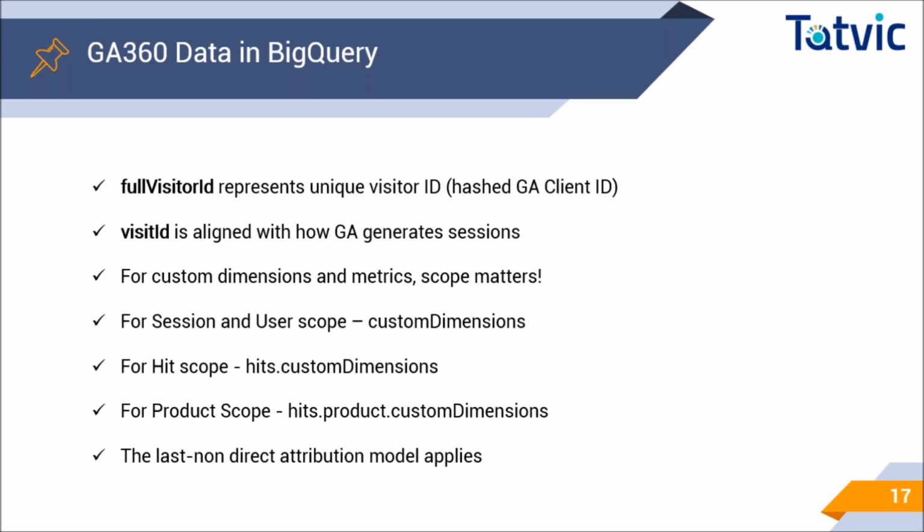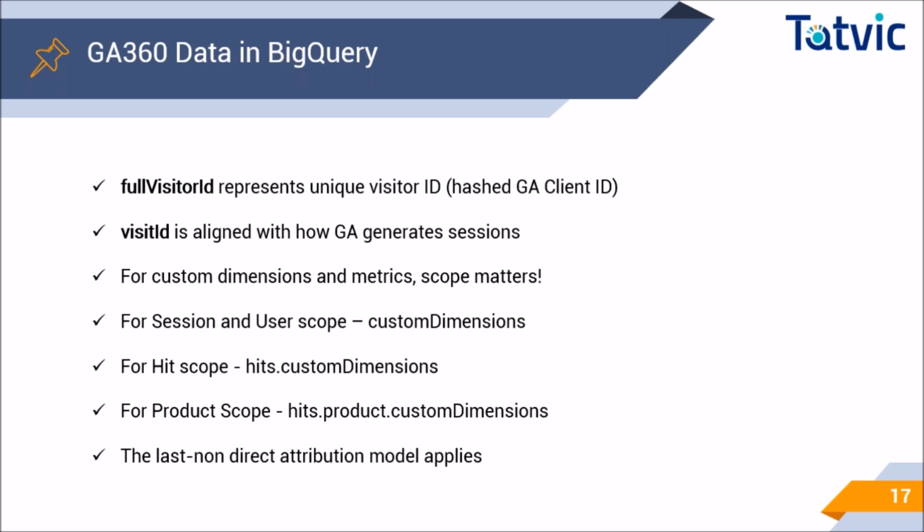For custom dimensions and metrics, again, scope matters as we have in Google Analytics. The way I access user scope or session scope custom dimensions, the field name is custom dimensions. So it would be like custom dimensions.index or custom dimensions.value. For hit and product scope, the fields are different, like hits.custom dimensions, and for product scope it is hits.product.custom dimensions. So basically, the different custom dimensions have different scopes in BigQuery.